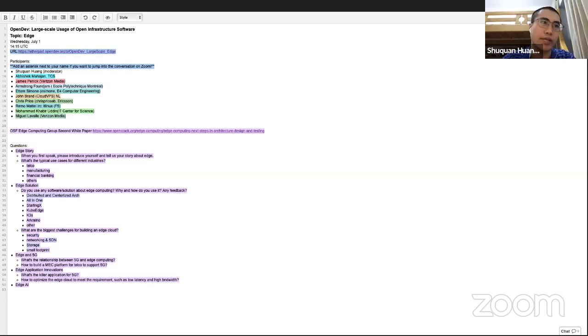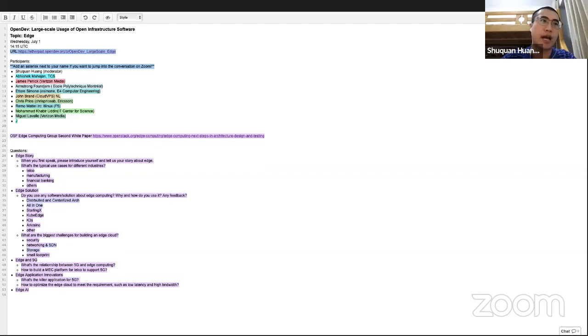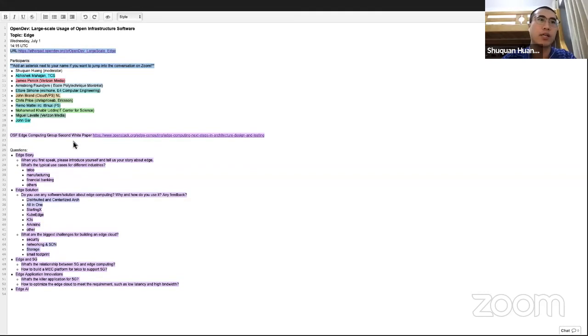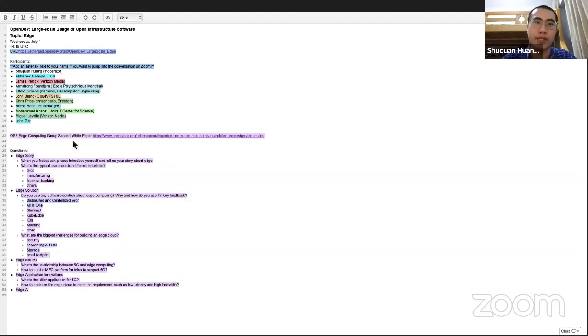And third, we can discuss the relationship between the edge and 5G. As we know, 5G is coming, and countries are building 5G networks. Does edge computing bring up 5G, or does 5G bring up edge computing? How can we build a MEC platform to let applications use the advantages of 5G?